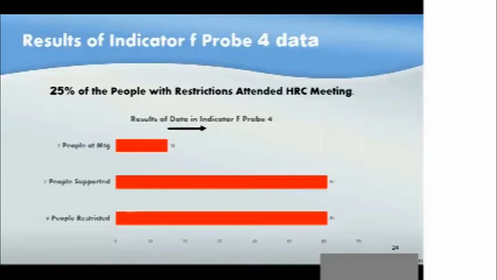These are the results of Indicator F, Probe 4. What I found out is 61 people had rights restrictions. 61 people were supported to attend the meeting, meaning they were provided transportation. The plan of removal was explained to them, and 15 people actually out of that 61 attended the meeting. And I found out these 61 rights restrictions were primarily representative payee, but only 15 people out of that 61 attended their HRC meeting.